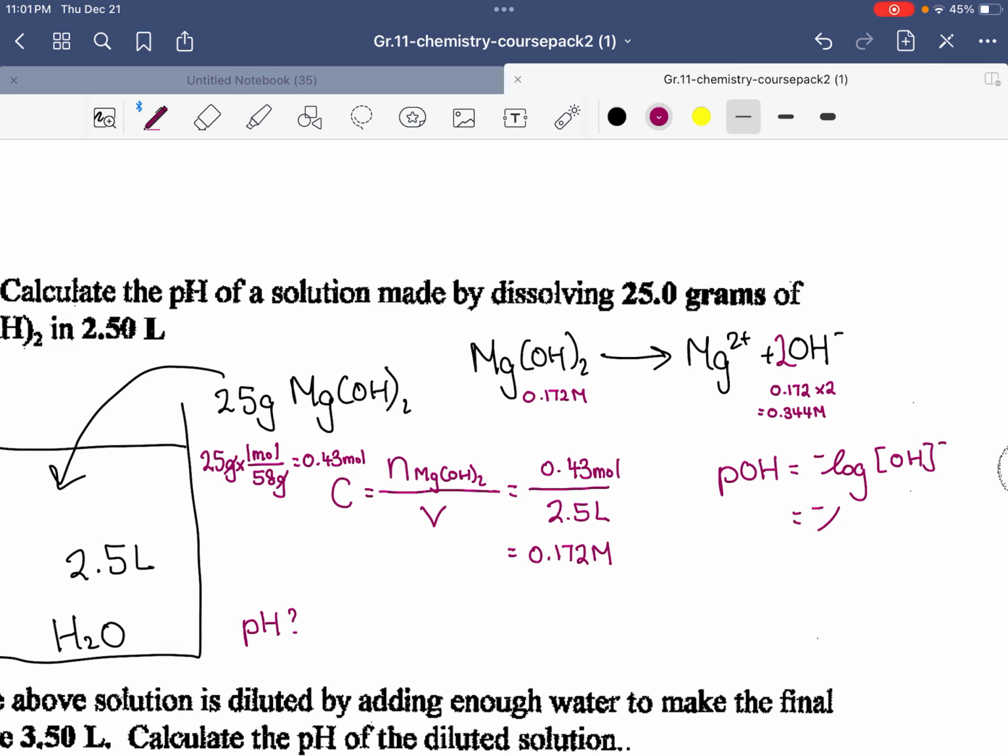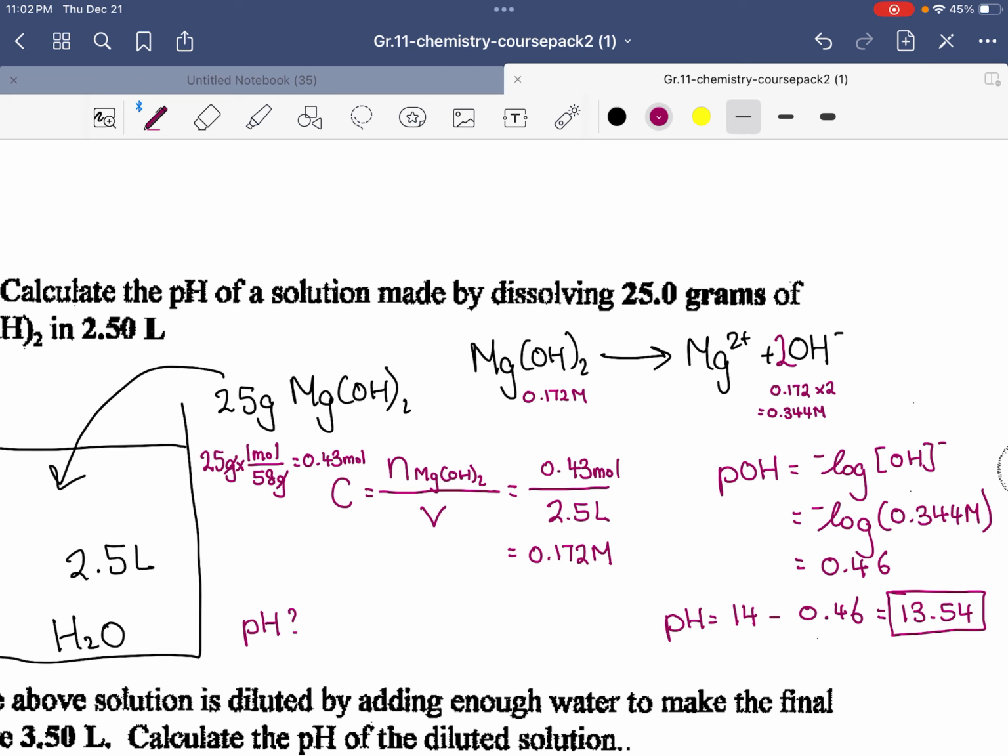All right, let's take a look at what that is. Negative log of 0.344. Well, that's going to give you 0.46. Now, how do we find pH? pH is equal to 14 minus 0.46. Hey, that is 13.54. Not bad, isn't it? Not bad at all.